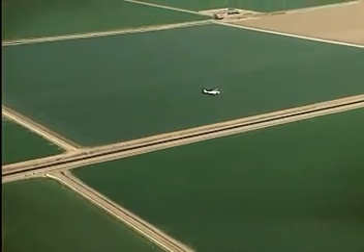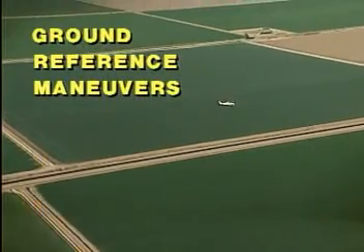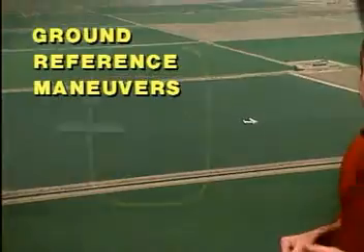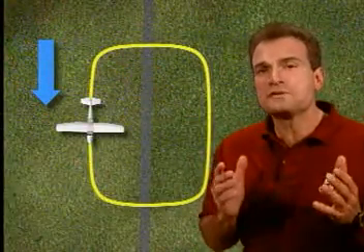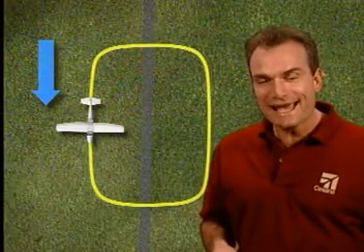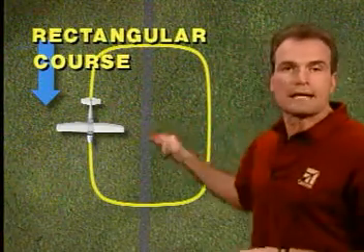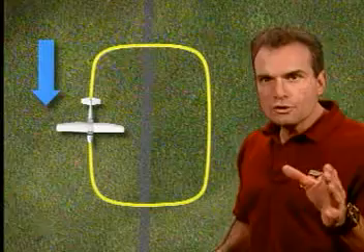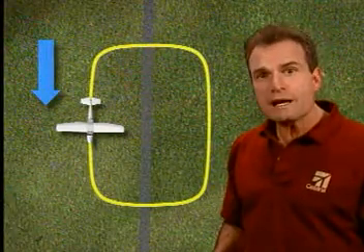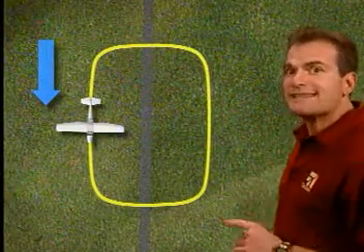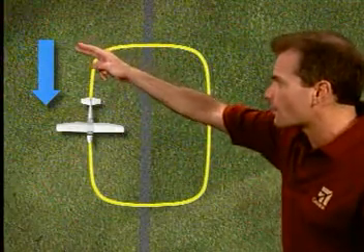Let's look at some maneuvers called ground reference maneuvers that will help you develop your skills at correcting for the wind. The first one is really something you've done before when you came into land. It's called a rectangular course, and it looks just like a traffic pattern. You will use it to correct for the wind and follow a straight path around the airport, staying the same distance away from the runway at all times.